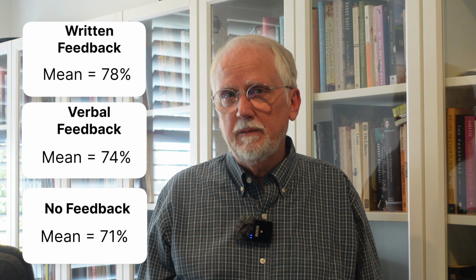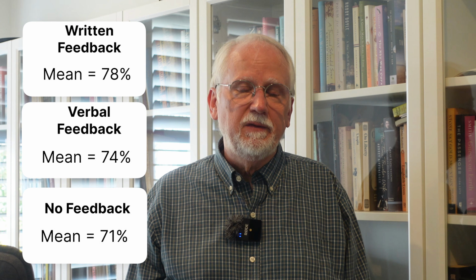Let me be precise about what ANOVA does and does not tell you. A significant ANOVA tells you that at least one group differs from at least one other group. That's the one canonical statement. At least one group differs. What it does not tell you is which specific groups differ. You might have written feedback different from control, or written feedback different from verbal, or maybe all three groups are different from each other. ANOVA doesn't say. It only tells you that your groups are not all the same.